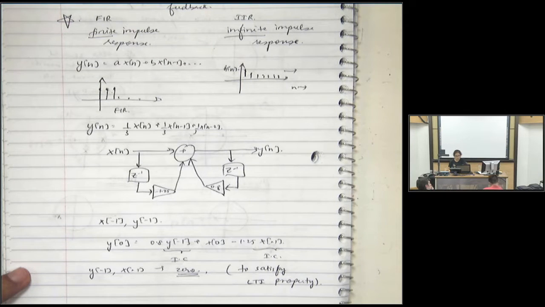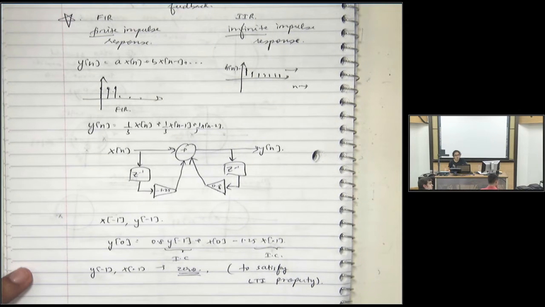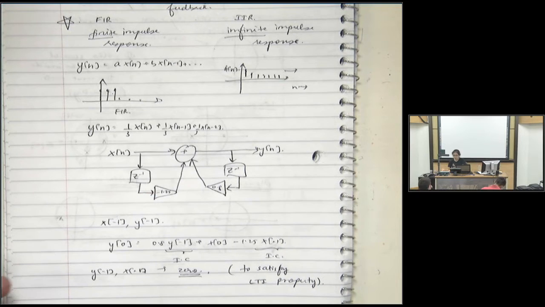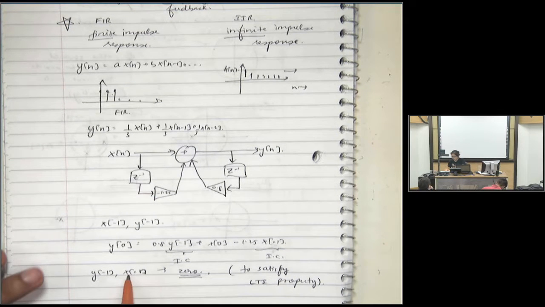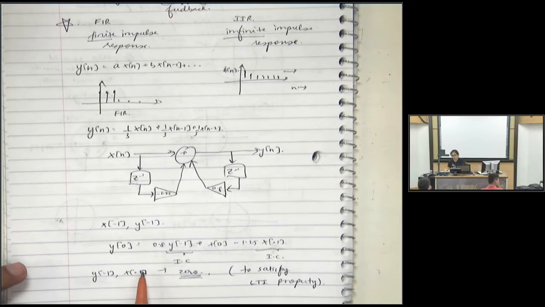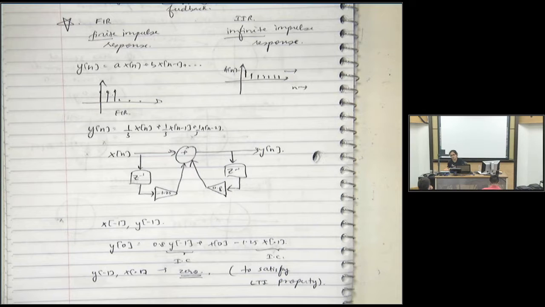Is the x of minus 1 0 because of causal or something like that? No. So LTI property is for the system, right? So my y of minus 1 and x of minus 1 becomes 0, and hence my x of n becomes causal. X of n being causal is not my reason for this.